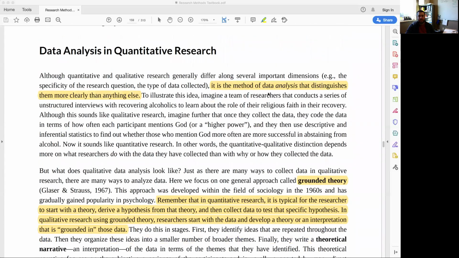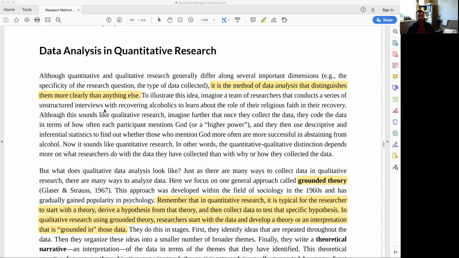Let's see, the method of data analysis is what distinguishes more between quantitative and qualitative. When you are looking at just an idea, it's very hard to look at that by itself and say this is going to be qualitative or quantitative. It's typically, once you get the data, what is it that you plan to do with it, or how do you go about actually designing the study to get the data.